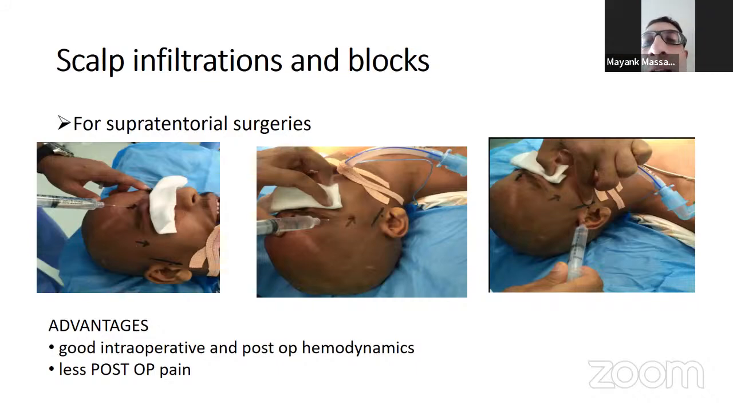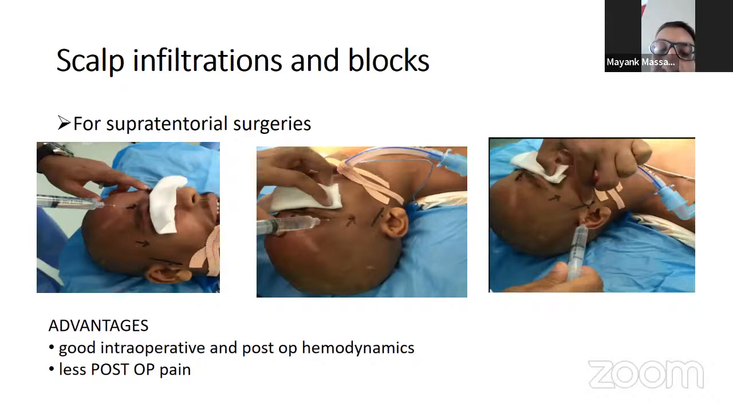We prefer to add dexmedetomidine and fentanyl along with ropivacaine. Mukilan, anything else you want to add? Ketorolac has been shown recently to do good.